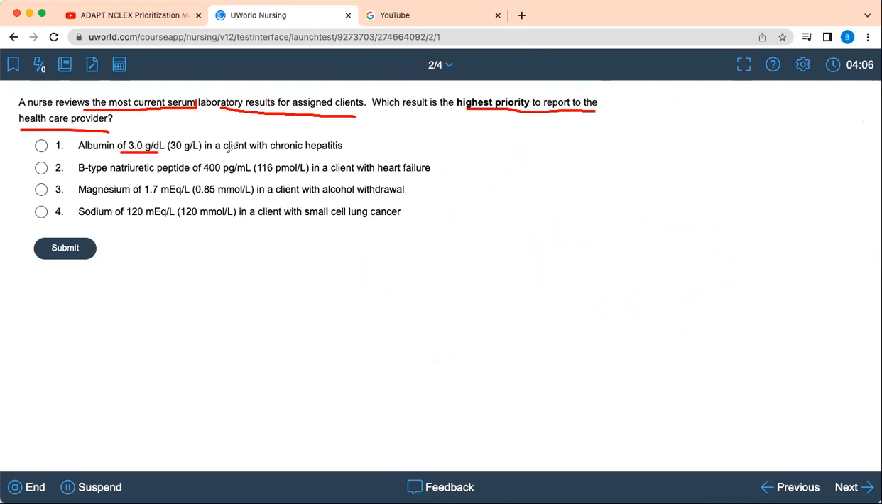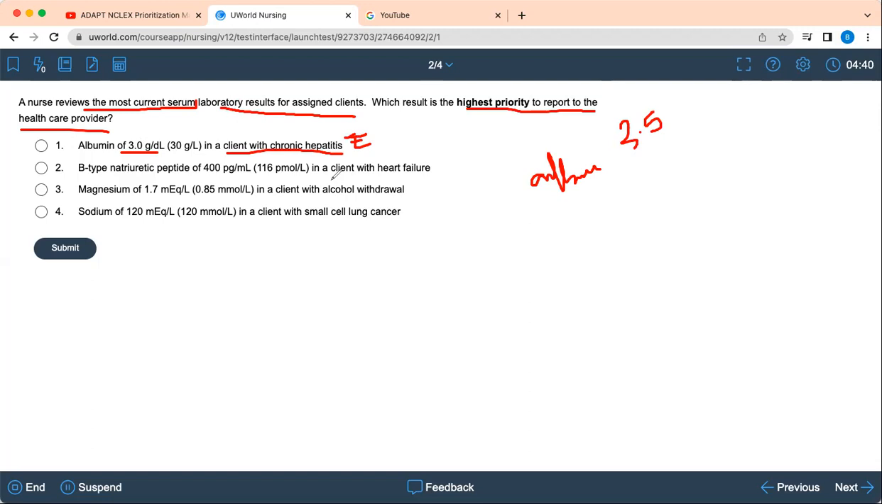Albumin of 3.0 in a client with chronic liver disease. Your liver is responsible for making proteins, and one of the proteins it makes is albumin. If you have chronic liver disease, you're not going to make enough protein, and you're not going to make enough albumin. Therefore, this is an expected finding. The normal level of albumin should be greater than 3.5. This is an expected finding. We are looking to be sharp, not to be expected.